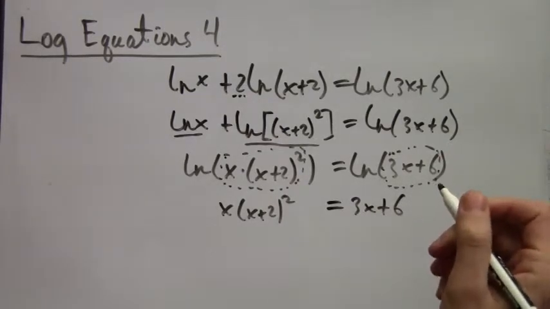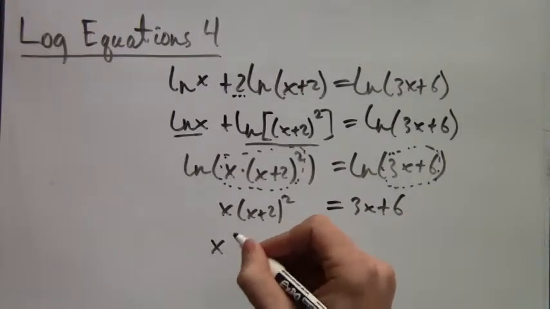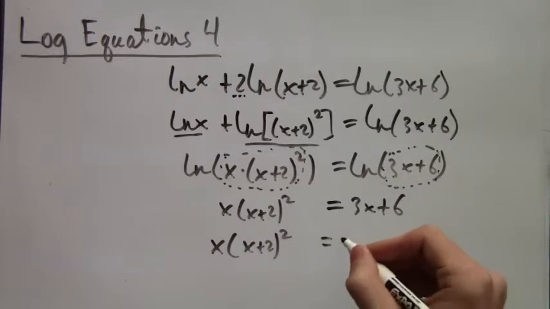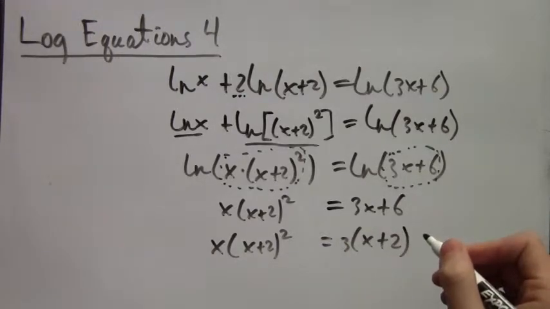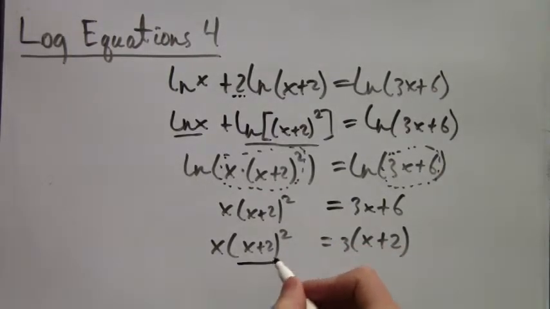Now here is where many people might make a mistake. You do not want to FOIL out and multiply out both sides of the equation yet. Because, look, the right side of the equation is 3 times x plus 2. So we can simplify everything just by dividing by x plus 2.